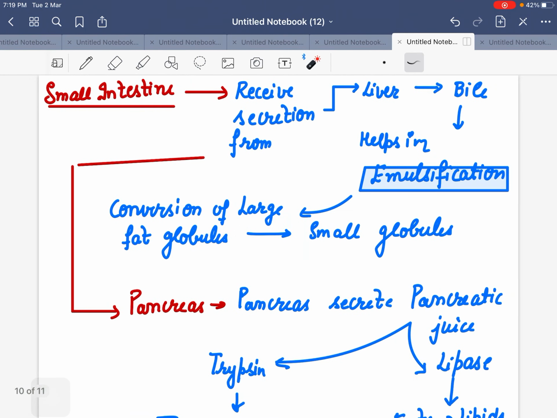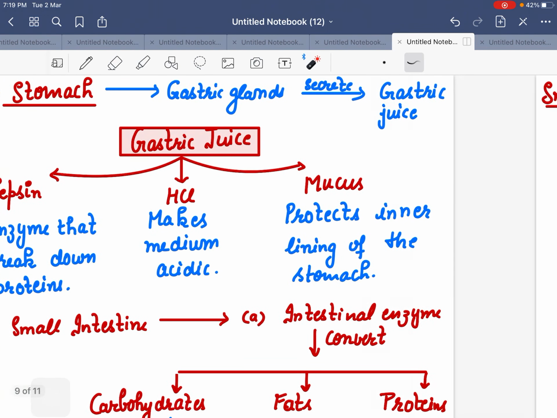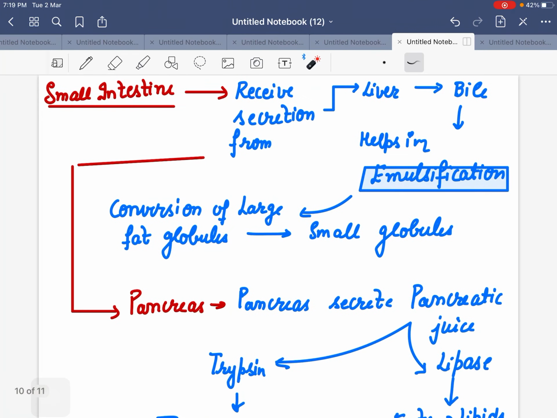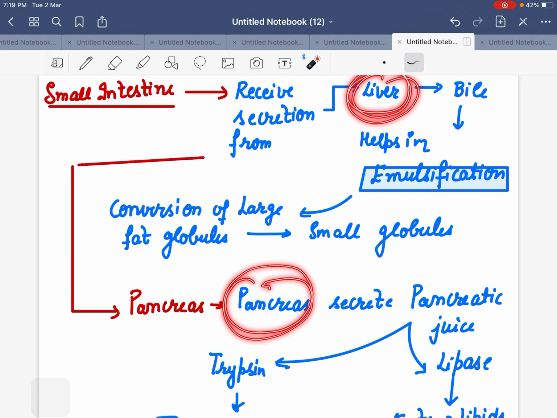Now, the small intestine has intestinal enzymes also, but it also receives secretions from two areas. Which ones? Liver and pancreas. It receives secretion from the liver. It receives bile juice. Bile, very important question. Bile juice helps in emulsification.